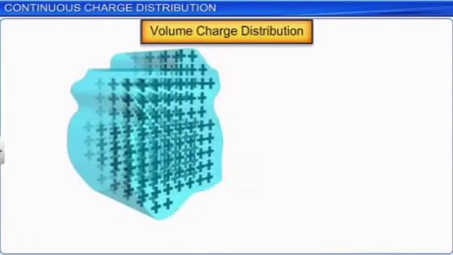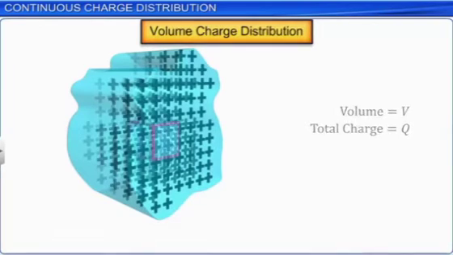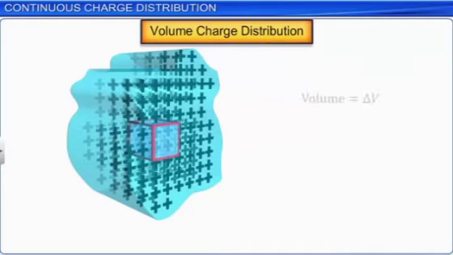Now let us consider a volume charge distribution. Consider a volume V carrying a charge Q. Let us assume that the total volume is divided into a number of small elements, each of volume delta V having a charge delta Q. Then, volume charge density, or charge density rho, of such a volume charge distribution is defined as the charge per unit volume. Thus, rho is equal to delta Q by delta V and is measured in coulomb per meter cube in SI unit. It is a scalar quantity.